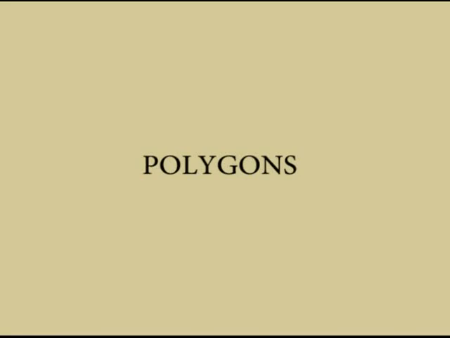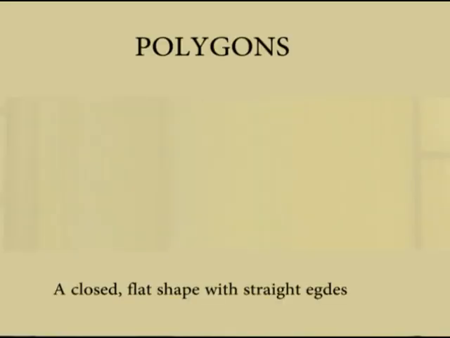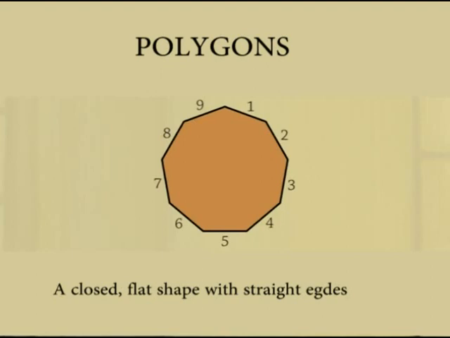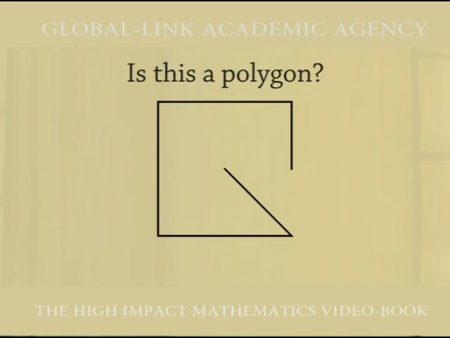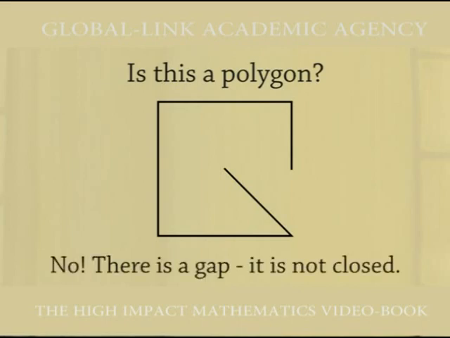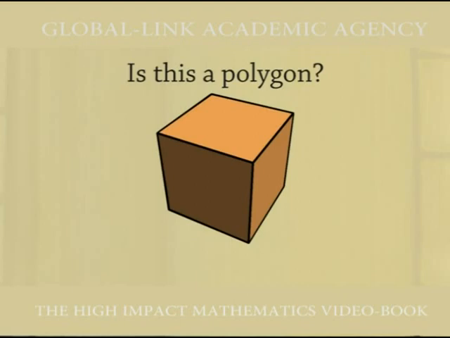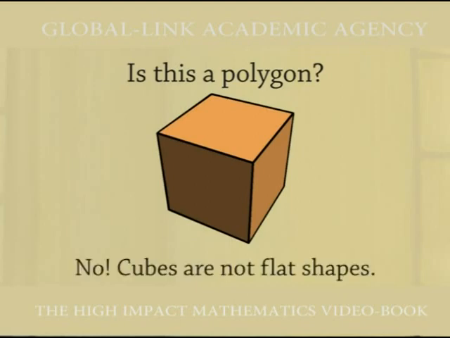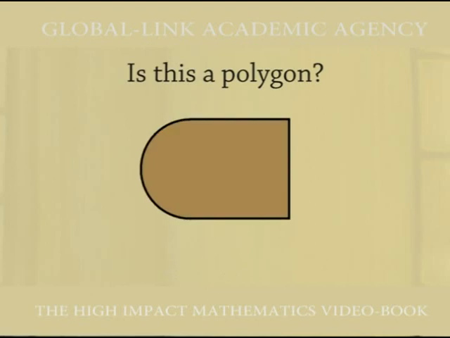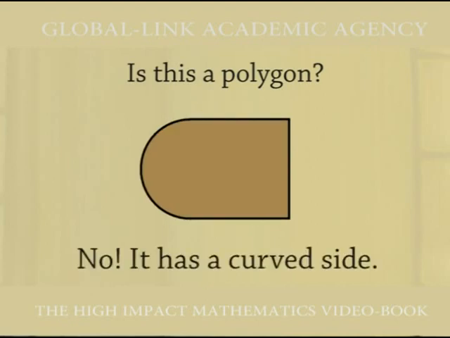Next chapter, polygons. A polygon is a closed flat shape with straight edges. Closed means there are no gaps in the shape. Flat means it lies on a single plane. And straight edges means it is not curved at any point.